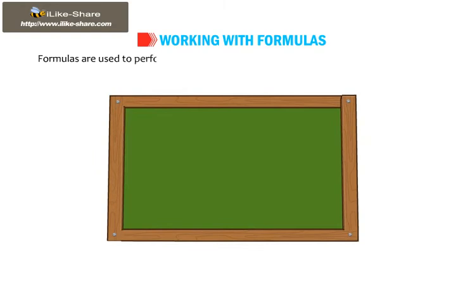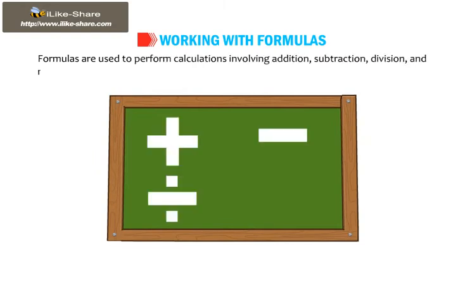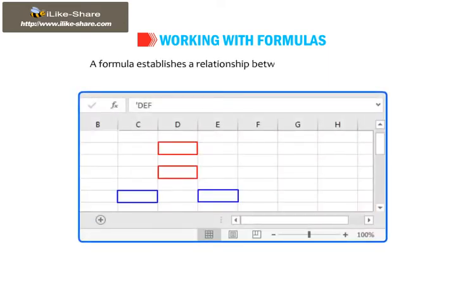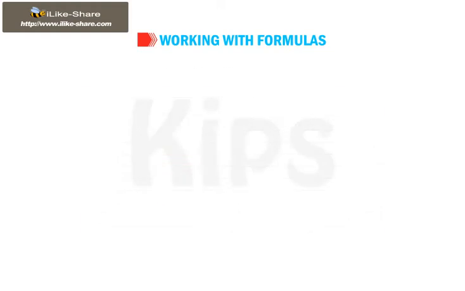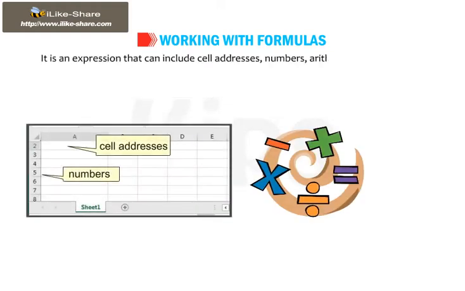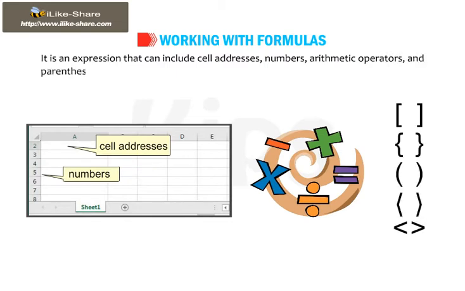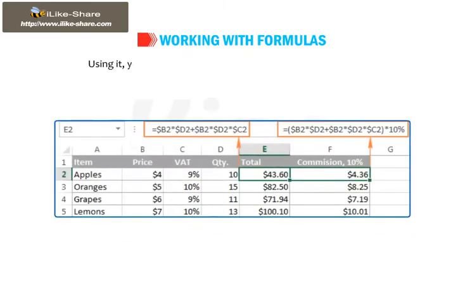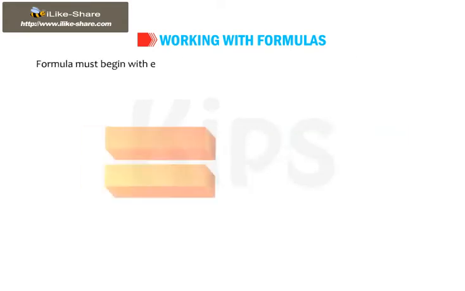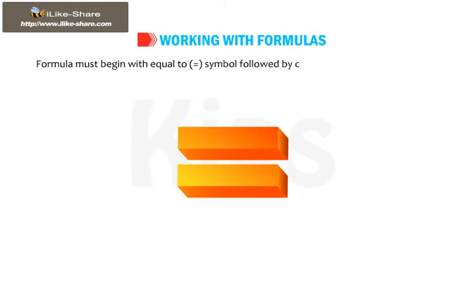Formulas are used to perform calculations involving addition, subtraction, division, and multiplication. A formula establishes a relationship between two or more cells. It is an expression that can include cell addresses, numbers, arithmetic operators, and parentheses. Using it, you can perform simple as well as complex calculations. A formula must begin with the equal to symbol followed by cell references and operators.